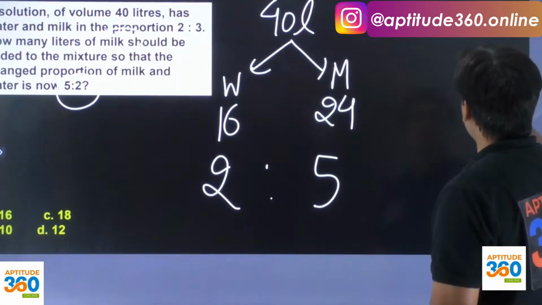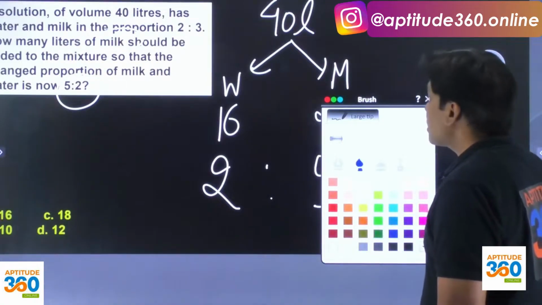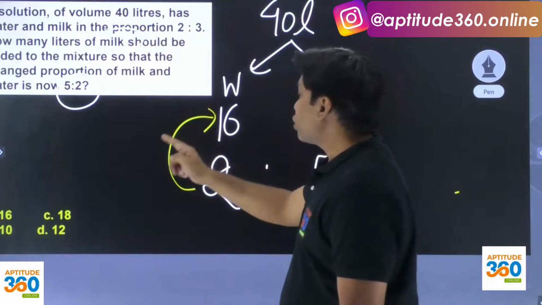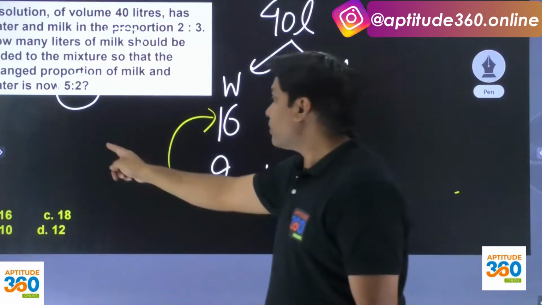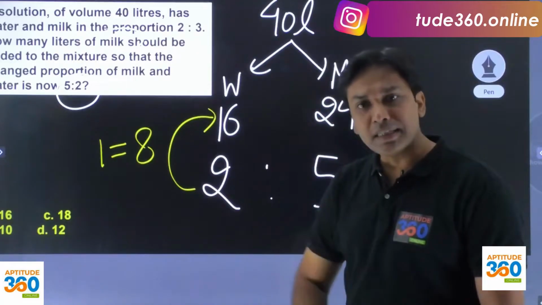अगर आप ध्यान से देखो, 2 part as of now is water. 2 part is water. So how much is 1 part? It's very simple to find out. What is 1 part? 1 part is equal to 8 liters.